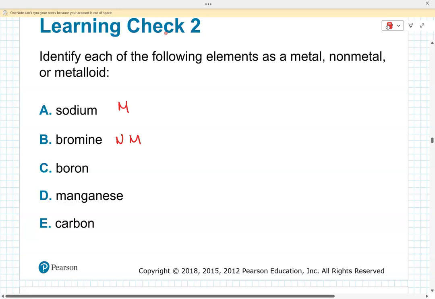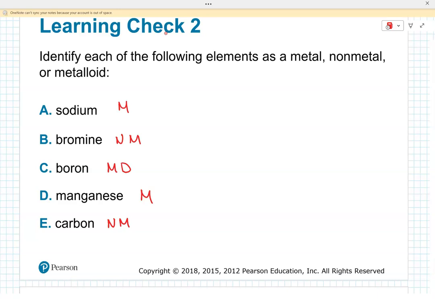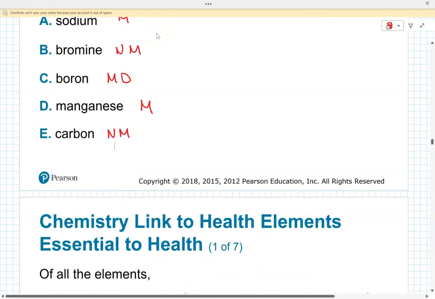Remember the zigzag, right? You see how boron is highlighted? You see that red line on that specific periodic table? If you start just doing zigzag, like boron just down like this, that's going to be the zigzag that separates non-metals from metals. Boron, actually, metalloid, we're going to call it MD. Manganese, number 25. Transition metal. Metal. Carbon. Non-metal. Make sense so far? Cool.